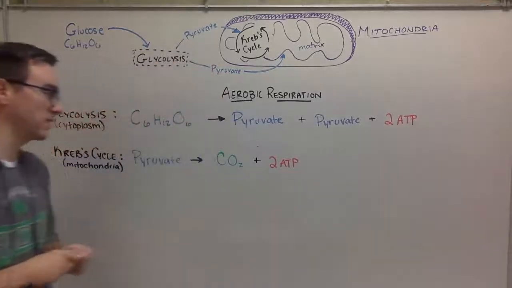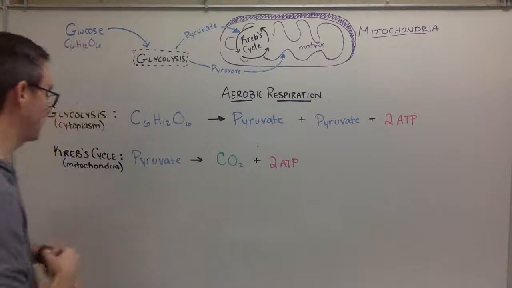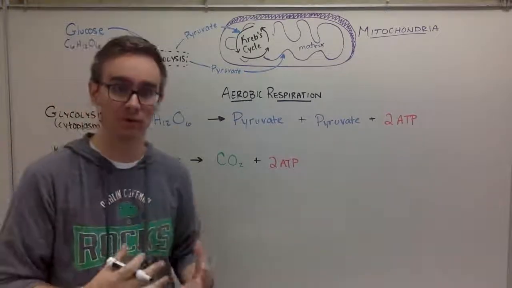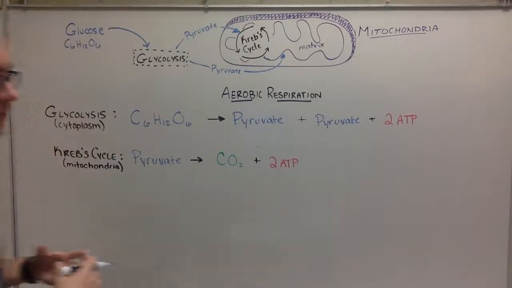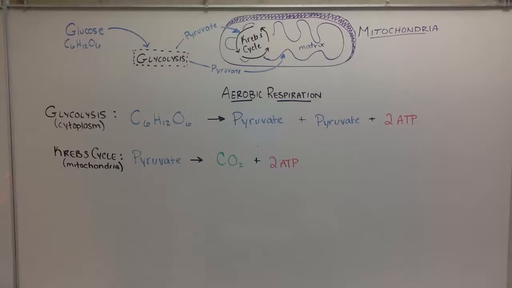Now, what it also does is it creates a couple of other molecules that you're going to need to do the second type of reaction in the mitochondria, and this is called the electron transport chain. So we have the electron transport chain.